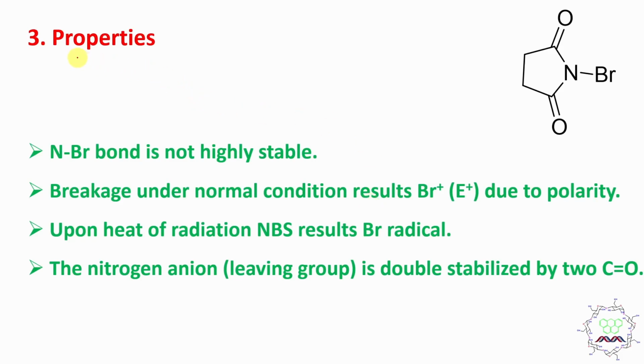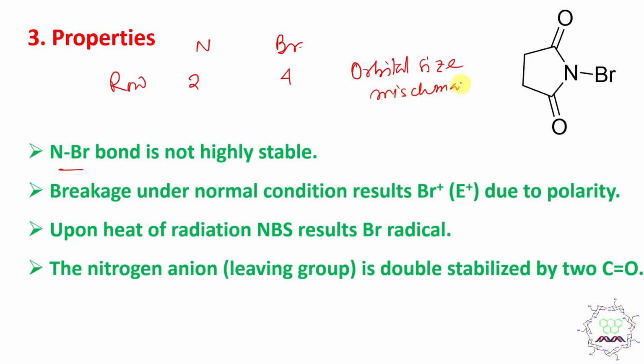Now if I want to go to properties, the simple thing is that the N-Br bond is not highly stable. Why? Both are electronegative atoms and there is a size mismatch. Nitrogen belongs to the second row and bromine belongs to the fourth row, so there is an orbital size mismatch. If there is an orbital size mismatch, you can expect the bond is not stronger, because the bond overlap will be less, the bond will be weaker, so it will be more reactive undoubtedly.